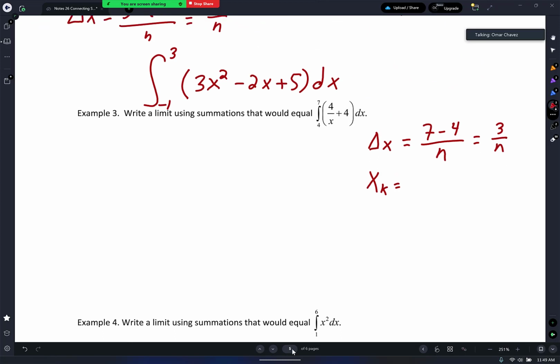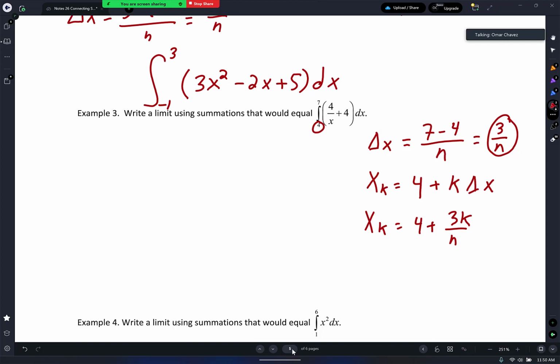So I'm getting the x value. So this x of k means my x value at the kth rectangle. Well, my first x value, the very first one, where do I start again? 4, but I'm not using LRAM. So I'm going to add my delta x. It's always going to be this, 4 plus the kth rectangle times delta x. There's my formula, but I don't want you to be a robot. Think about why. So let's see. x of k is going to be 4 plus 3 over n. Usually you want to put the k in the end like this. So 3k over n.